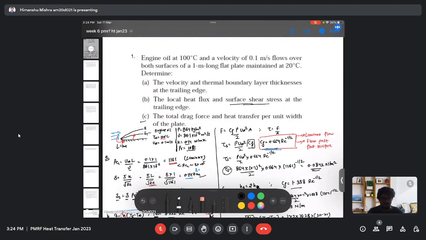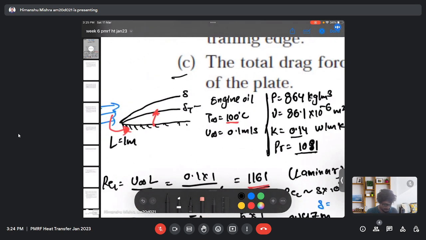So here we have been given engine oil at 100 degrees Celsius, and we have been given the free stream velocity and the surface temperature. We have also been given the free stream temperature of the engine oil, and it is said that engine oil flows past a flat surface, and the flat surface was 1 meter long. And in the first part, we need to determine the velocity and thermal boundary layer thickness. So this is our rough schematic of the problem.